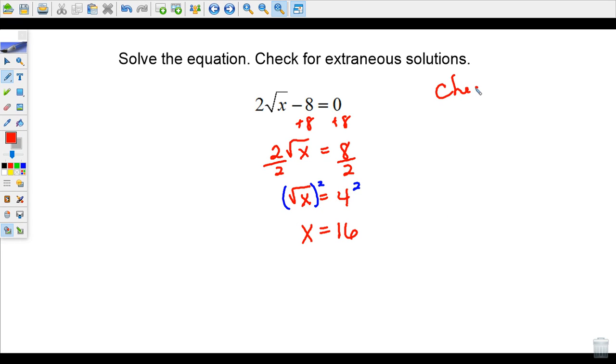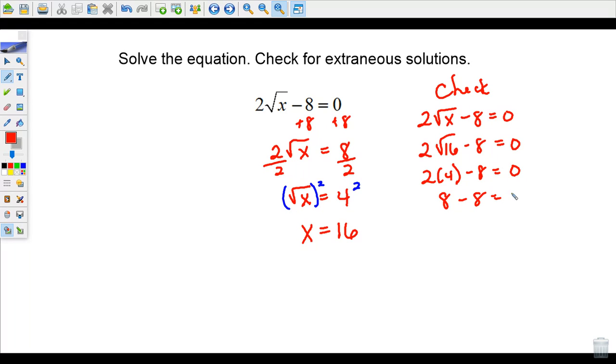So this is the check. Go back into the original: 2 radical x minus 8 equals 0. Substitute 16, and check. Radical 16 is 4, so this is 2 times 4 minus 8 equals 0. That's 8. 8 minus 8 is 0. We get the same thing on both sides. It satisfies the equation. So x equals 16 is our solution.